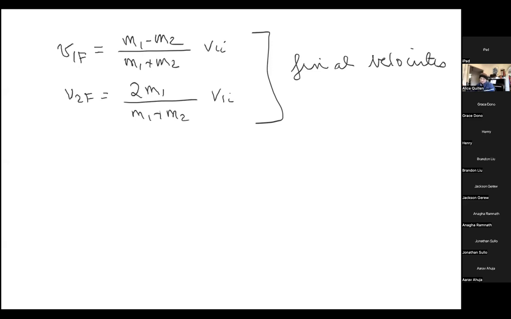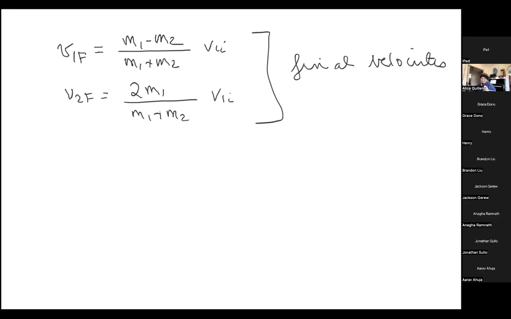How are we doing on time? Well, we're out of time, but that solves the problem. The next thing I want to do is look at various limits. What happens if m2 is really big? Does it make sense? What happens if one of the velocities is really big? Does that make sense? What happens if m1 equals m2? Does that make sense?